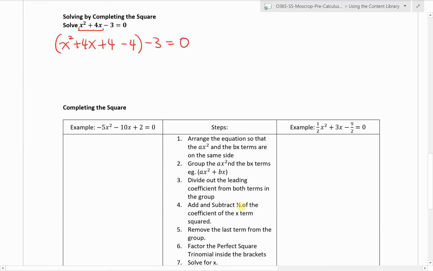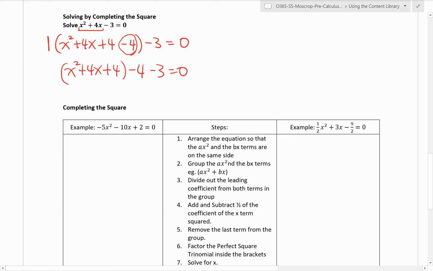Again, it says add and subtract half of the coefficient of the x term. Half of 4 is 2, and then square that. 2 squared is 4. So plus 4 and minus 4. Add and subtract, so plus 4, minus 4. So that's step 4. Step 5, it says remove the last term from the group. So we're going to remove this number outside of the brackets. Because the leading coefficient here is 1, when we remove it, we have to multiply this negative 4 with the leading coefficient. In this case, the leading coefficient is 1, so negative 4 times 1 is negative 4. We still have the minus 3 there. So that's step 5.